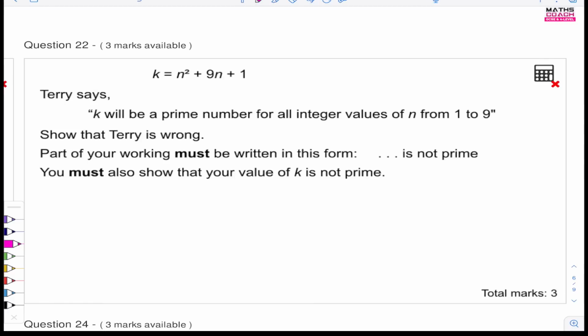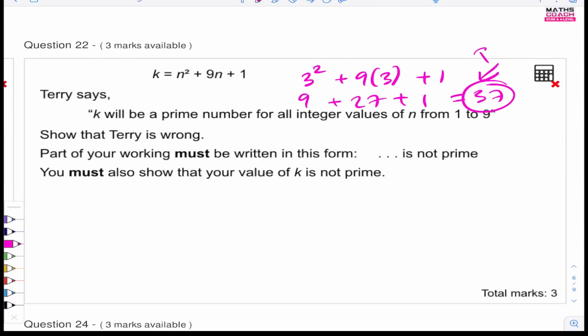If you put a 3 in, so 3 squared plus 9 times 3 plus 1, that gives us 9 plus 27, and the 1, we forgot to add the 1, plus the 1. So 9 plus 27 plus 1 gives us 37. And 37 is a prime number. We just have to show that he's wrong by putting a number in there that doesn't give a prime number.